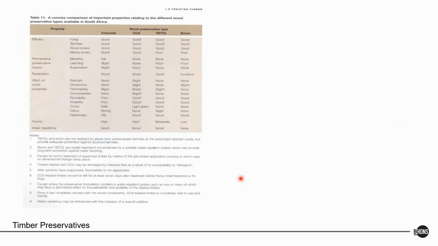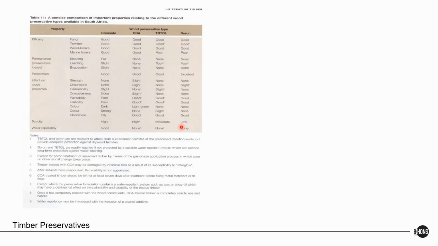And then again, this is just a nice table you can have a look at. It talks about the different preservatives that we can use, and you can see the relation between creosote and CCA. Creosote has some implications in terms of the color and the odor, which is strong and oily, so it's not great to touch and work with. CCA is a bit better, quite easy to use, TBTO and boron as well.